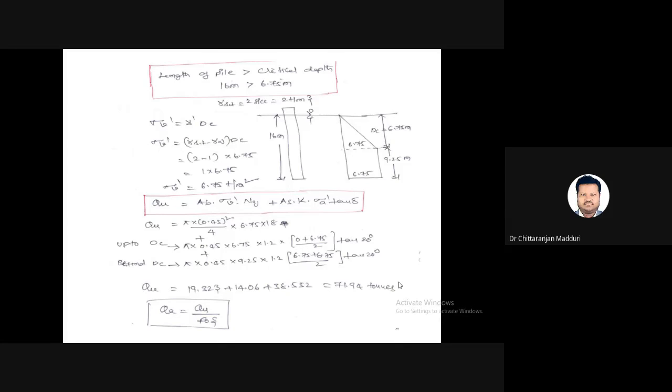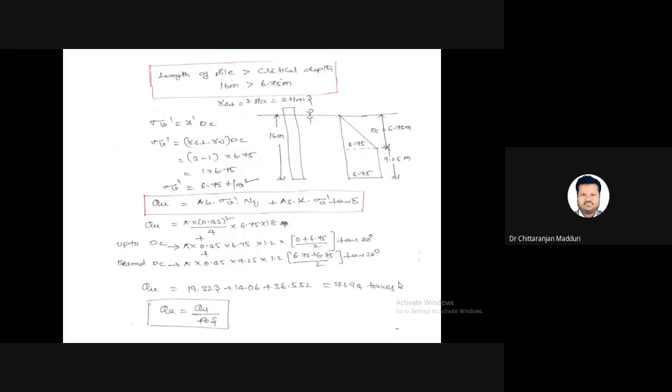So QU is equal to AB into sigma V dash into NQ. AB equal to area of the pile at the bottom of the pile. Area at the bottom of the pile is pi D square by 4, with diameter of the pile equal to 0.45, into sigma v dash equal to 6.75, into NQ equal to 18. 18 is given in the problem.